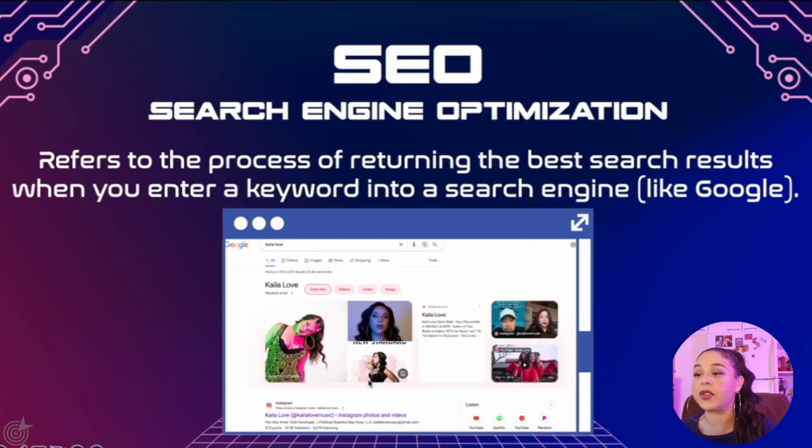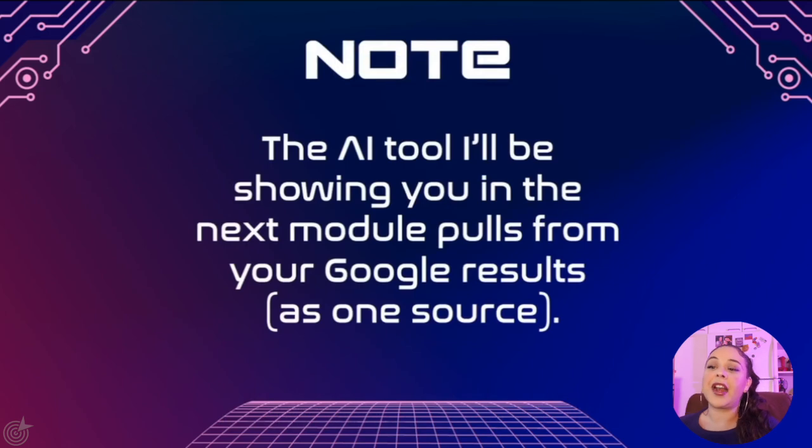And if you were to scroll down, you would also see that it has my website. So all of the search results on the first page, and I think at least the first 4 pages, are all of me. So that I would say is great SEO, great search engine optimization, because I want people to Google my name and be able to find me. Now, note that the AI tool that I'll be showing you in the next module pulls from your Google results as just one source. But as we know, that can be a main source, right? When we want to like look into somebody, peer into somebody, the first thing we do is Google them.